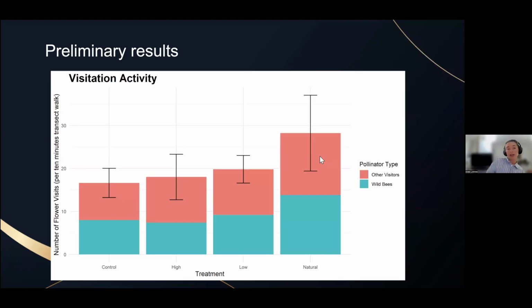And finally, when I did pollinator observation, I saw no significant difference between the 4 treatments. So what I did was I did a 10-minute observation transect. So I walked around the entire plot and recorded what I saw. And I didn't see any difference between the treatments. But one important thing to note is that all of the plots are very close together. So we need to consider the species within the plots and also the behavior moving forward.